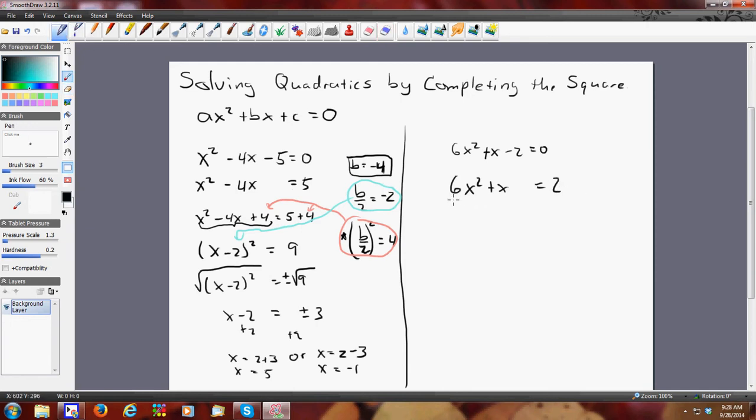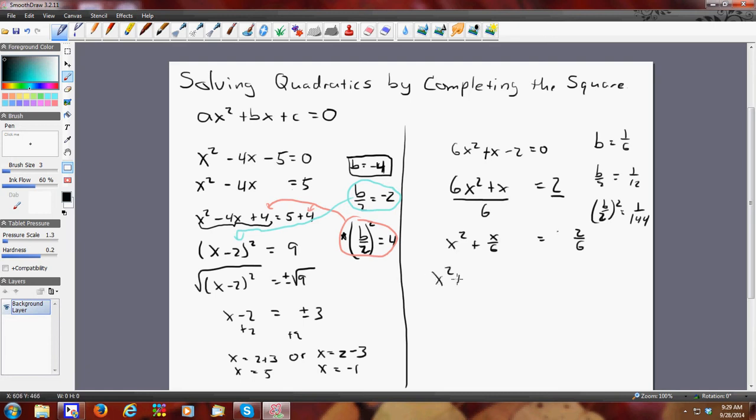Now I'm going to divide everything by 6. When I do that, I get x squared plus x over 6 equals 2 over 6. Now my b is 1/6. My b over 2 would be 1/12. And my b over 2 squared would be 1/12 times 1/12, which is 1/144. And that's what I'm going to add to both sides.